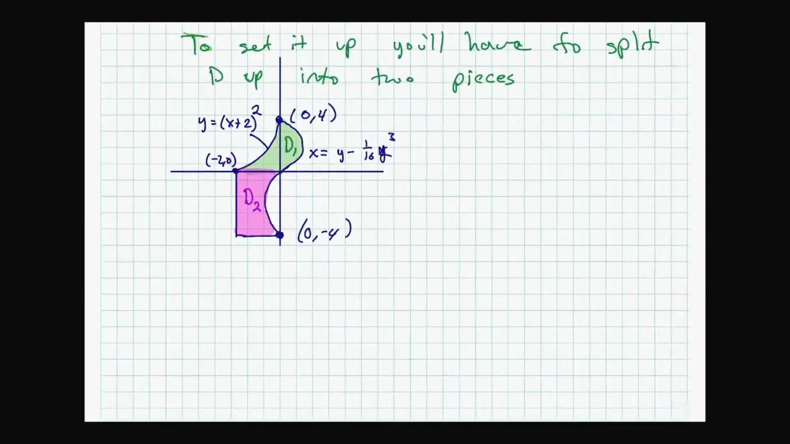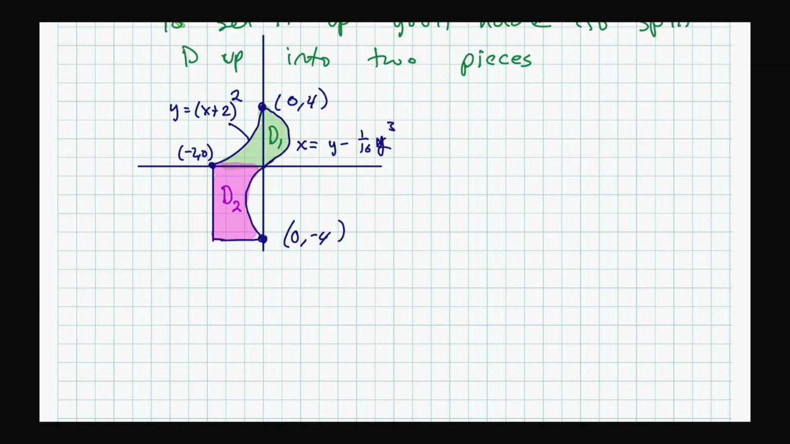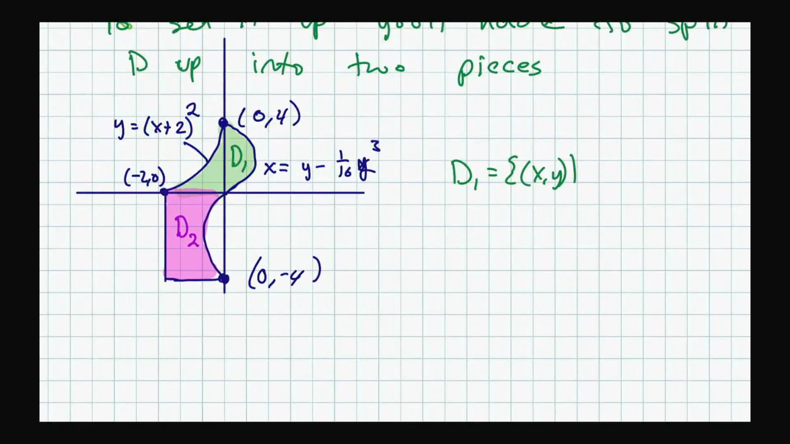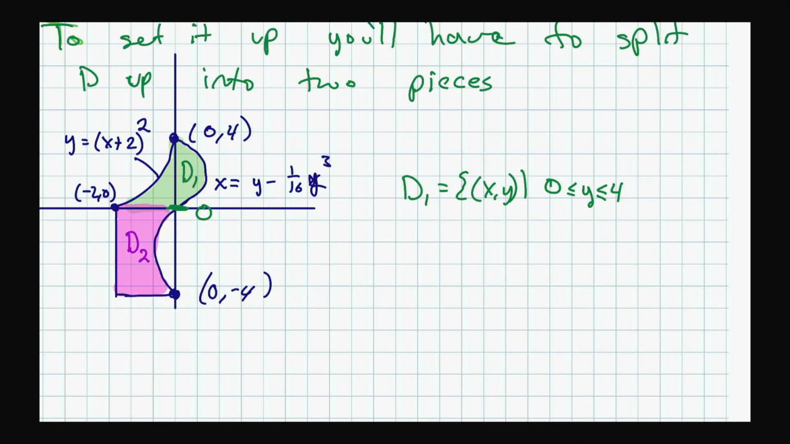Because when you're going to write the regions now, you can say that D1 would be the set of x, y such that, in that region, the y value starts at y equals 0, right? So the y value could be between 0 and 4, right? The y value goes between 0 and 4 in that section.